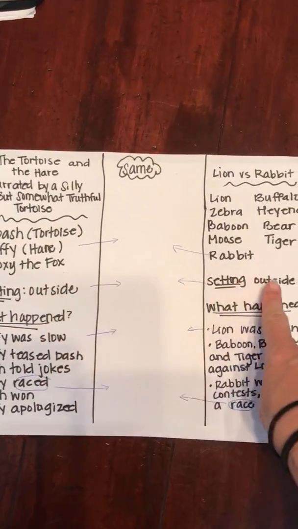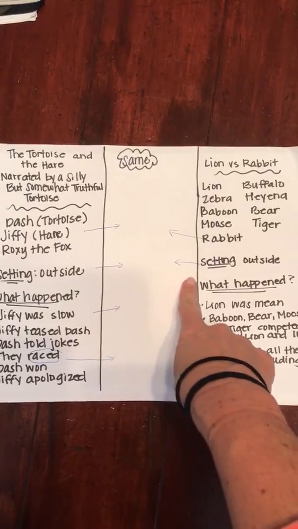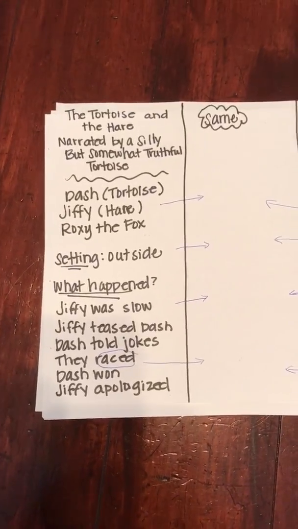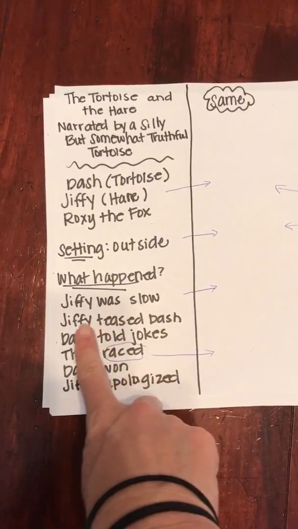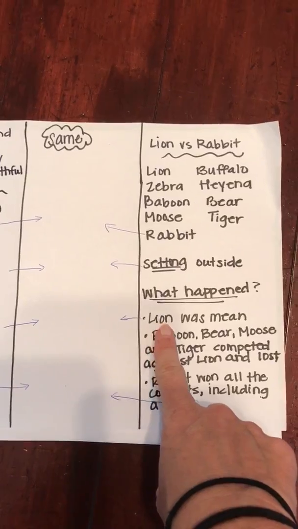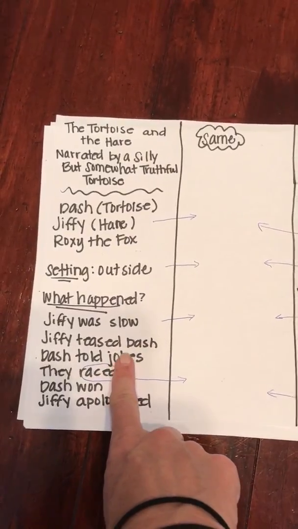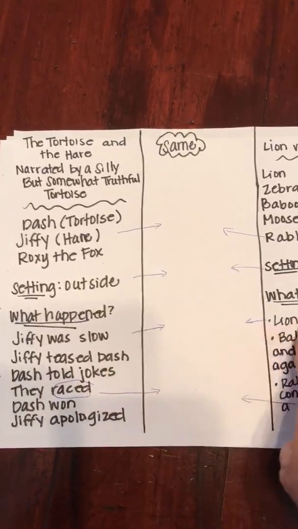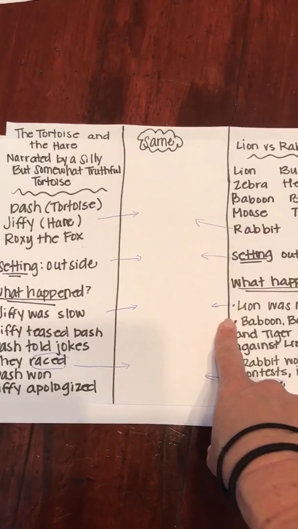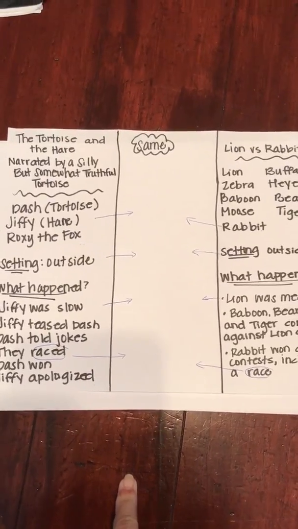In both stories, the setting is outside. So is that the same or different? I've drawn a line to show that that's the same. In our first story, Tortoise and Hare, Jiffy was slow and Jiffy teased Dash. So when I look over at what happened in Lion versus Rabbit, I see that Lion was mean. So if Lion was mean and Jiffy was teasing Dash, both of those characters were not being very nice to their friends. So I have an arrow there to show that characters were being mean to their friends in both stories. That's a way that we can say they are the same or similar.